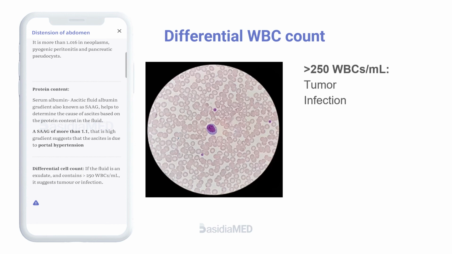Differential cell count. If the fluid is an exudate and contains greater than 250 WBCs per milliliter, it suggests tumor or infection.